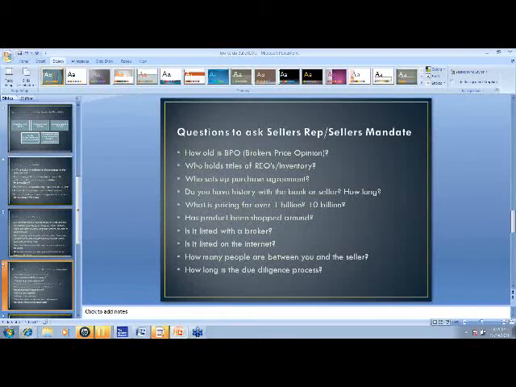So these are some questions to ask the seller's rep that are going to be very important, because the buyers are going to want to know all this. So if we can ask this up front, at least we can save that time and let the buyer know that we did our homework and that we do have a good seller. So how old is the BPO? The broker's price opinion. That's going to be very important.